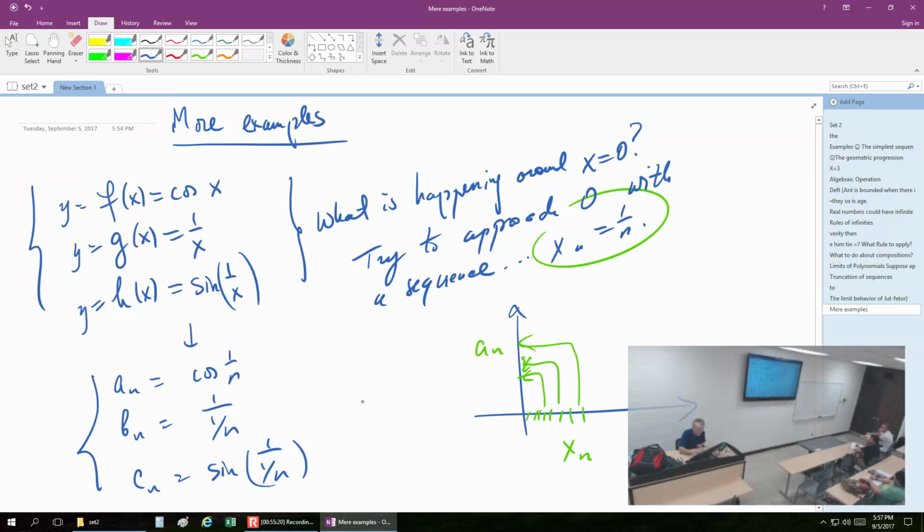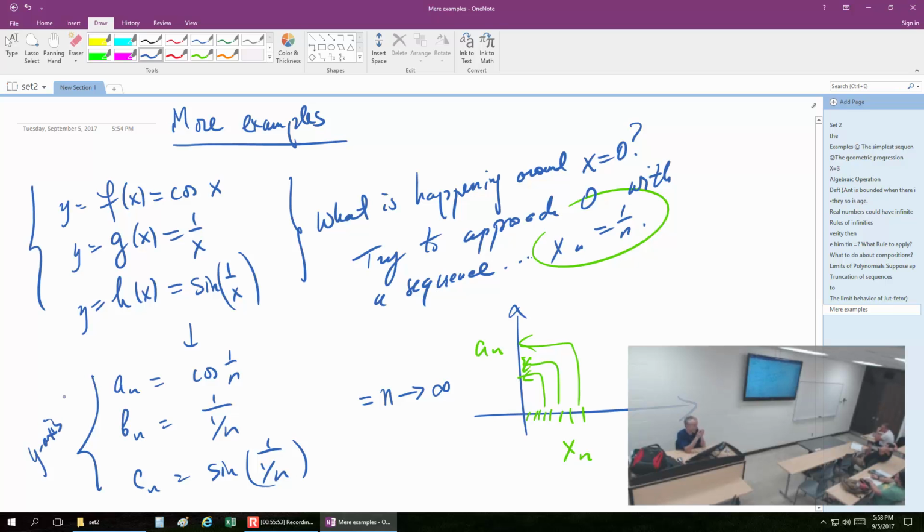If I look at bn, I just simplify. Bn comes from g of x equal to 1 over x, with xn replaced with 1 over n. Things are very simple. I get n, and so I can tell what the limit is. What's the limit? Infinity. As n goes to infinity, n goes to infinity. So the limit of this sequence on the y-axis is infinity.